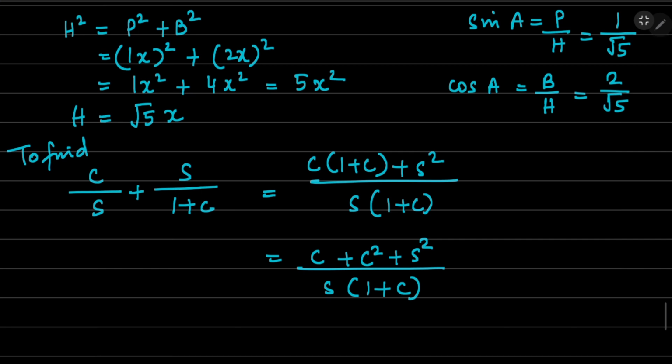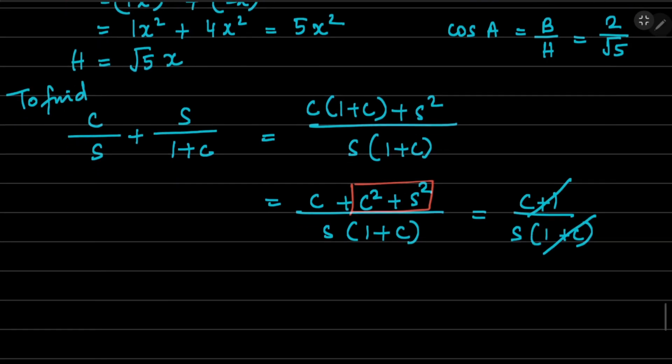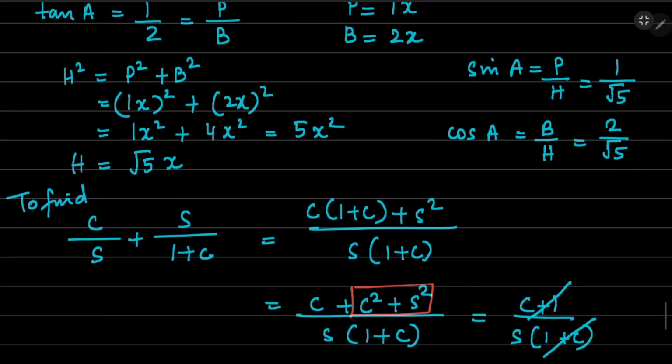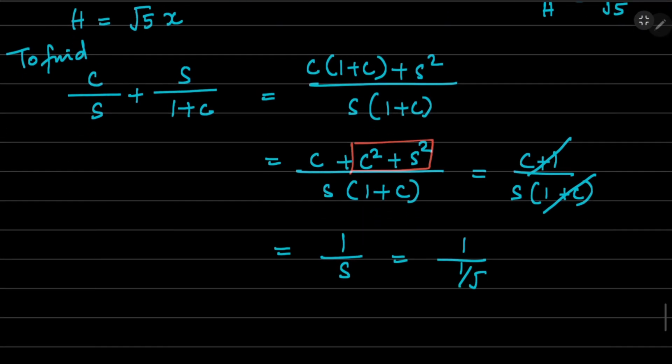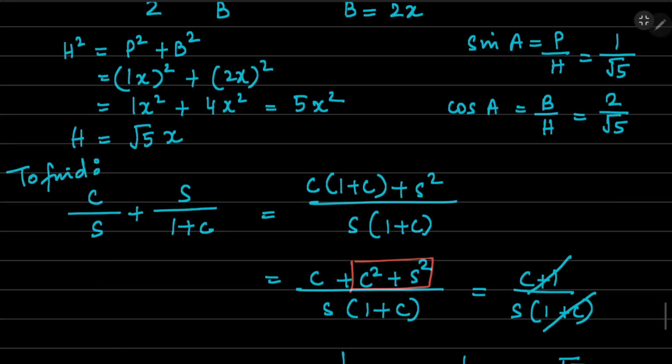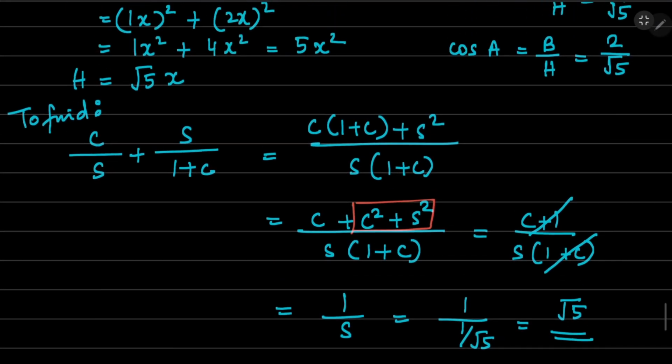Now sine square plus cos square is equal to 1. So here you have cos plus 1 divided by sine into 1 plus cos. Again, 1 plus cos and 1 plus cos get cancelled. What you're left with is just 1 by sine. So what is 1 by sine? We already know sine is 1 by root 5. So you just take the reciprocal, it is root 5. So the value of this expression is root 5.